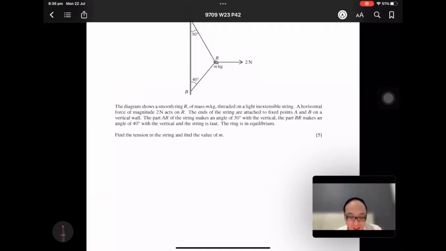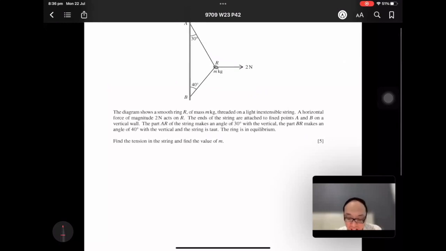So this string is a light inextensible string. So this is only one string. If we have one string, that means the tension of the string will be equal. If there are different strings, the tension will be different. But since this is only one single string, the tension will be the same. So now let us consider all the forces here.